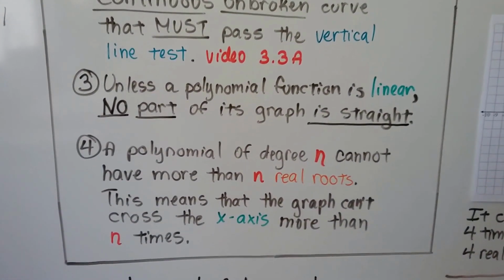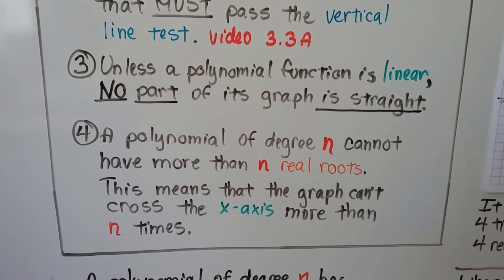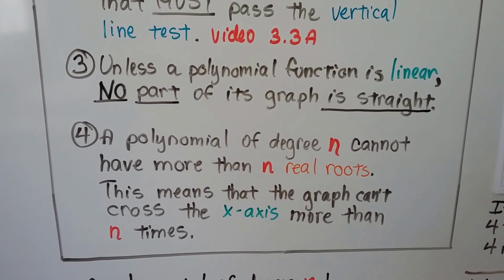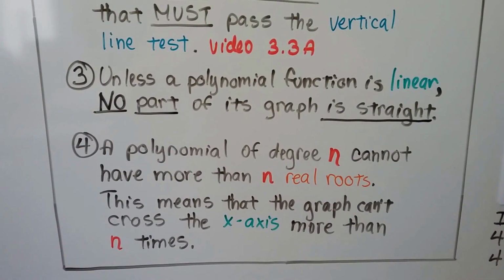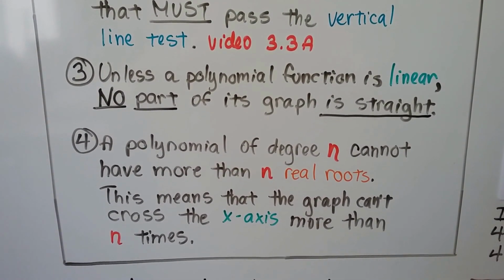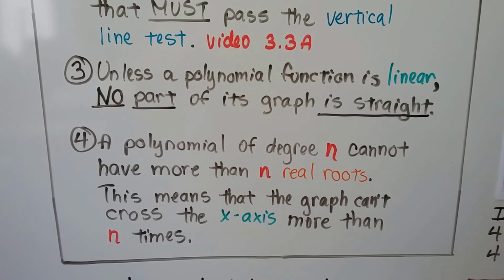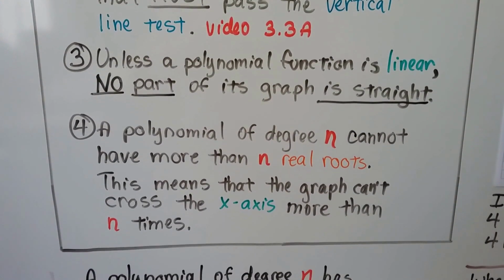And unless a polynomial function is linear, no part of its graph is straight. That's important. Unless it's linear, no part of the graph is straight. It might have the slightest bit of curve that we could barely see, but it's not straight.